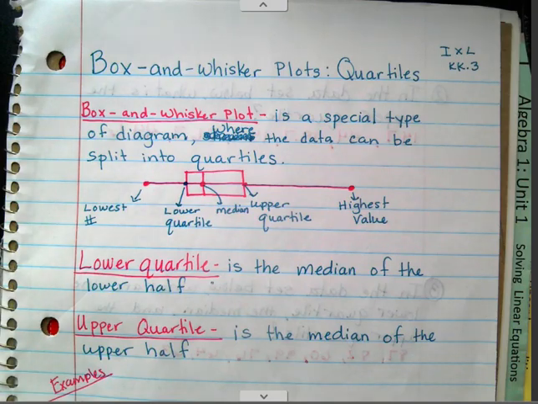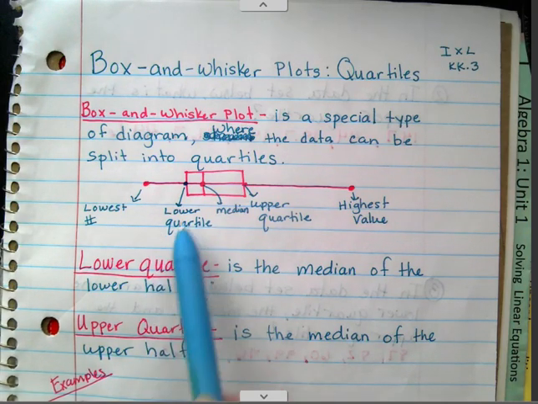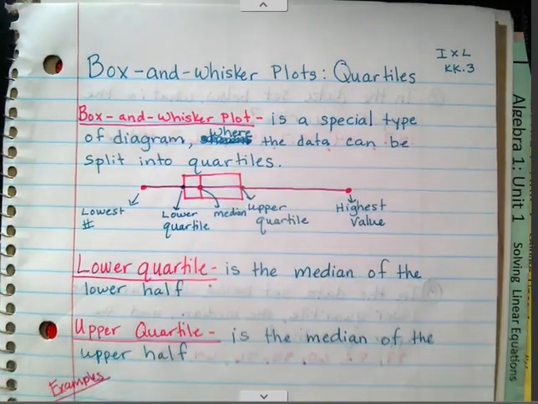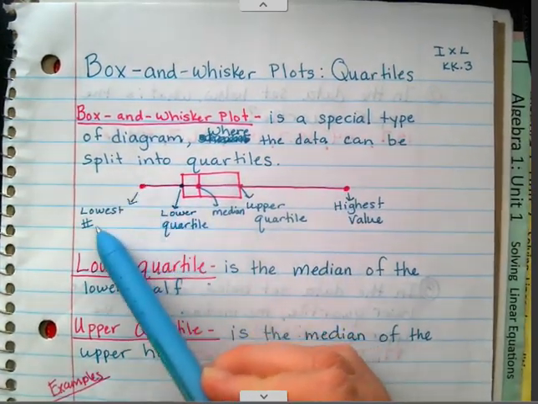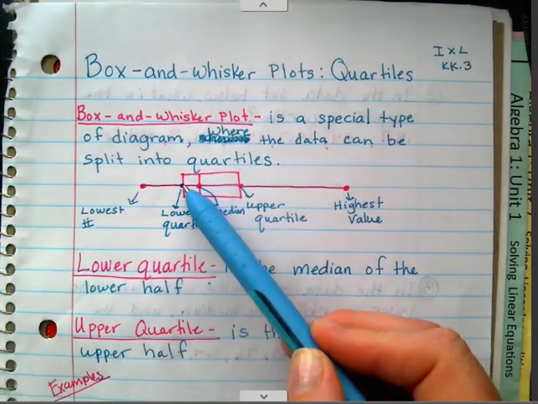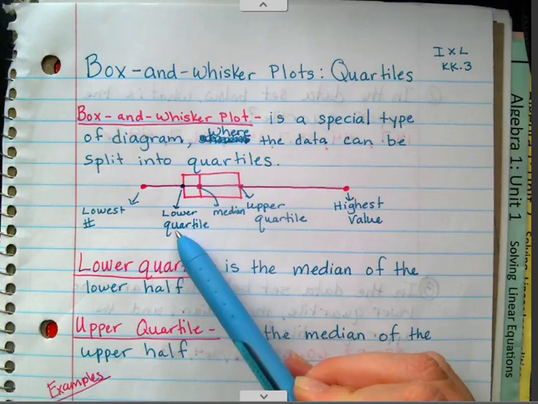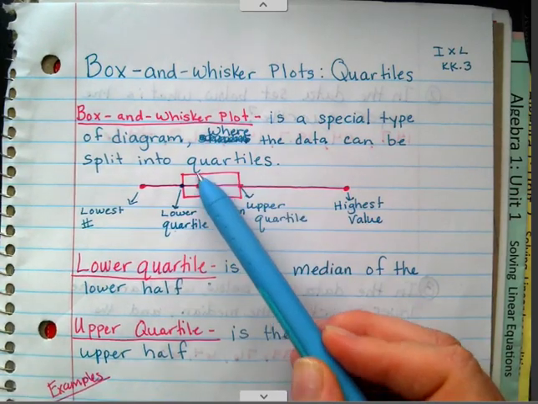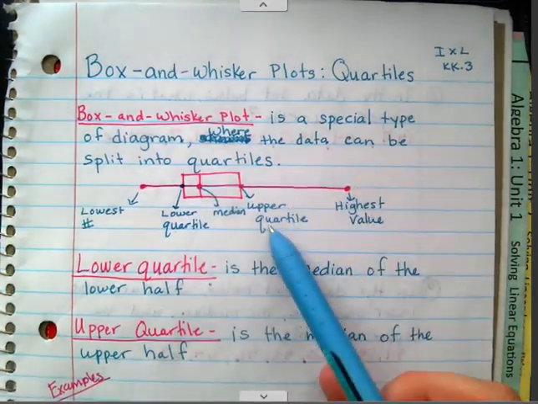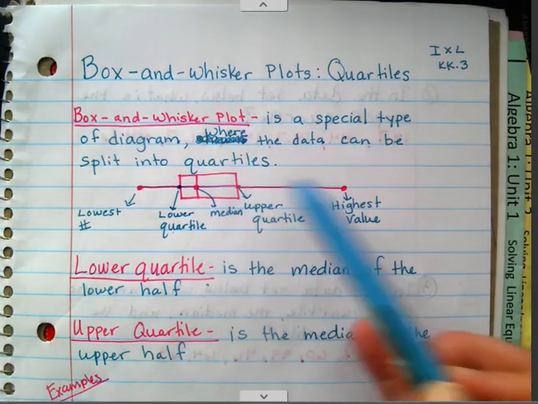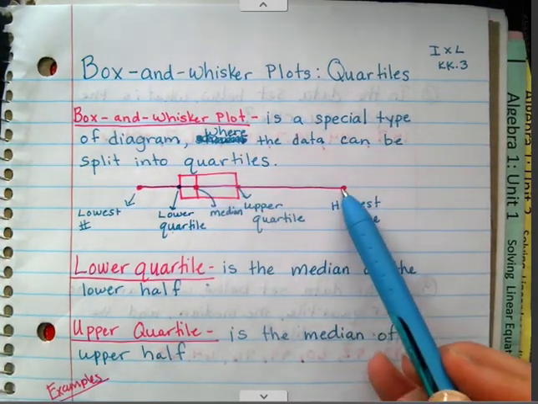You have the box and whisker plot here. So you can see that it's obviously a box with whiskers on it. This number right here is the lowest value. This point right here is your lower quartile, which is the median of the lower half. This is the median of the entire data set. This is the upper quartile, which would be the median of the upper half. And then finally, your highest value.